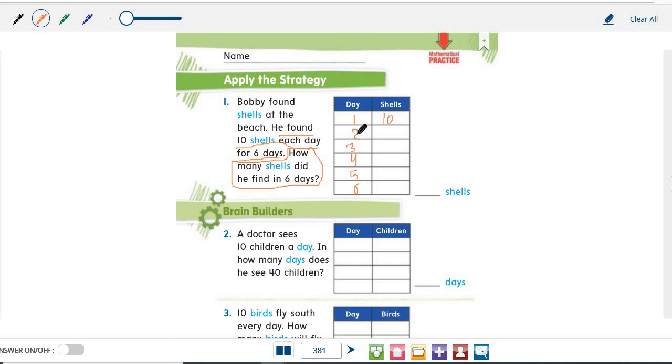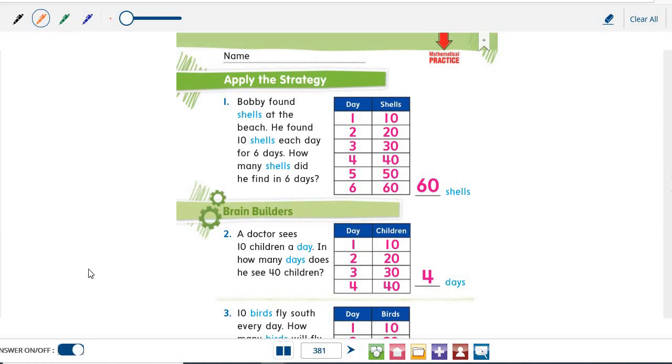So how many shells in all did he find? Yes, of course, he found 20 in all. Now it's just like skip counting. 10, 20, 30, 40 for the 4th day, 50 for the 5th day, and 60 for the 6th day. So 60 shells. Interesting.